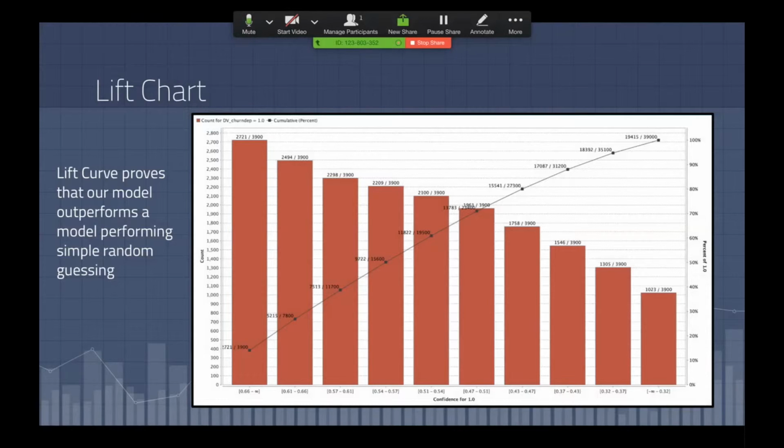As the lift curve, designated by the black line, reaches 100%, we can see how our model outperforms the model performing simple random guessing with 50% accuracy. By the fifth bin, we correctly predict 11,822 out of 19,500 churners, which is 60.63% of the churners.